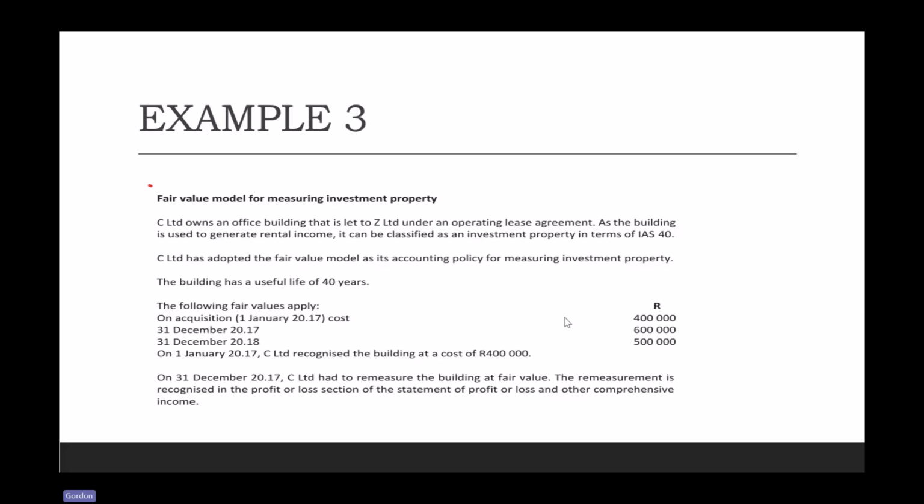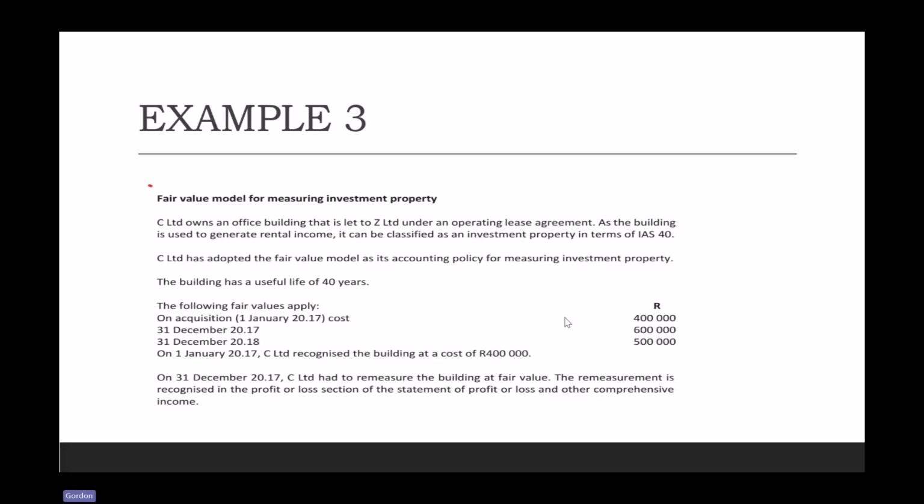So already, as you are reading this question, you are thinking about investment property. The fact that you saw the word "let," you are thinking about investment property, right? And you know that C is the lessor and Z is the lessee. And under an operating lease agreement, as the building is used to generate rental income, it can be classified as an investment property in terms of IAS 40.